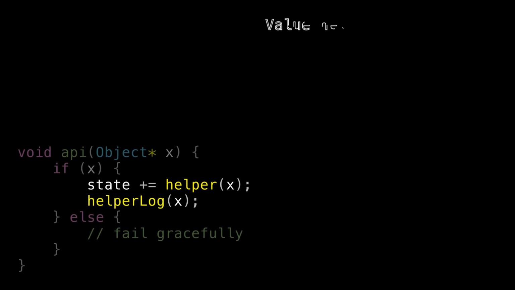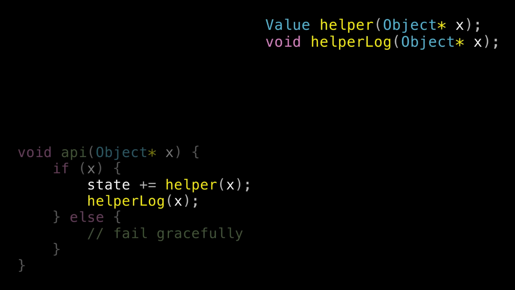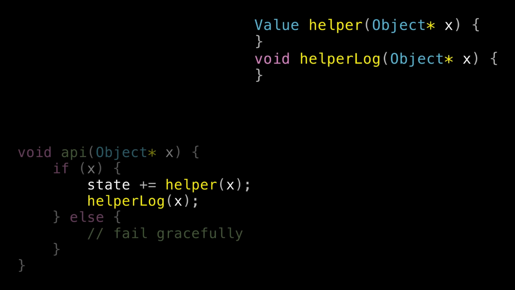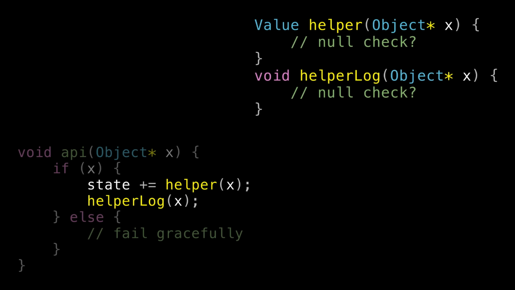Well, you might write them like this. They take the object by pointer and do whatever they do. But should they null check? I mean, we already null checked at the call site. It's wasteful to do it again. But having to know what the call site looks like while we're looking at these functions breaks the local reasoning and the encapsulation that's the whole point of using a function.